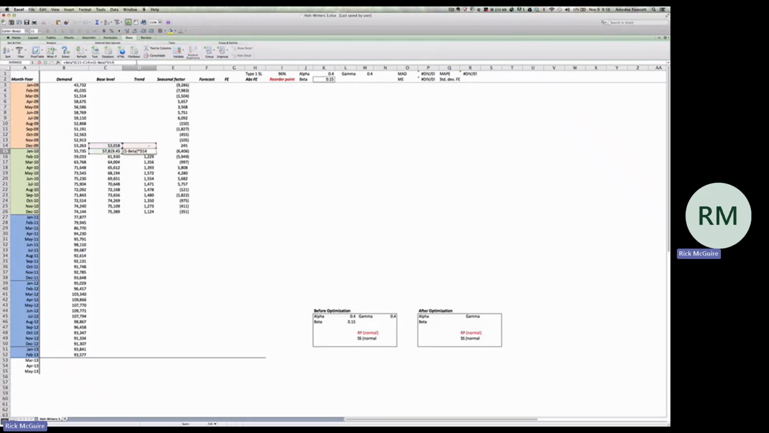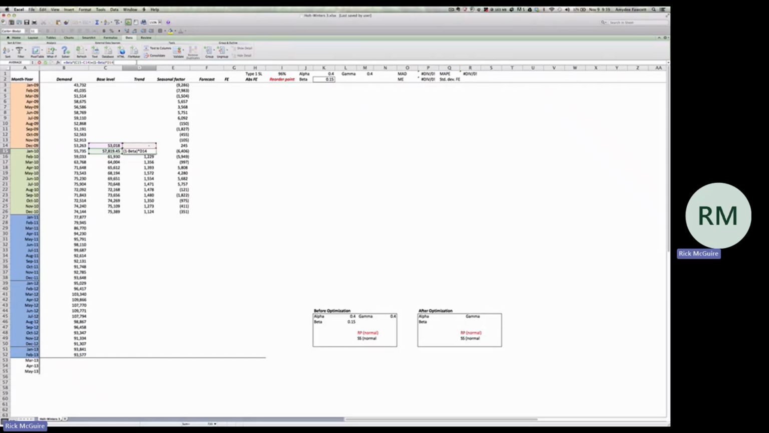For trend, we use beta as a weighting factor, and then we estimate trend again in one of 2 ways. First, we take the current base level estimate and subtract from that the previous base level estimate. Or of course, we weight by 1 minus beta, the prior period trend component.